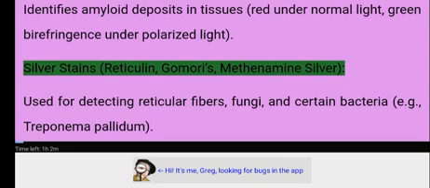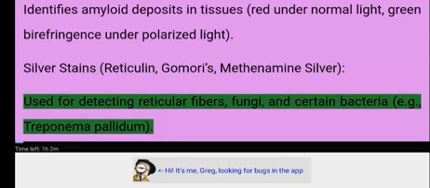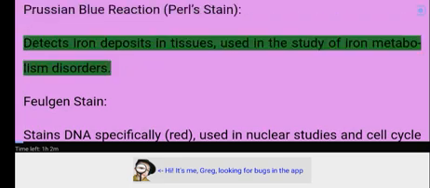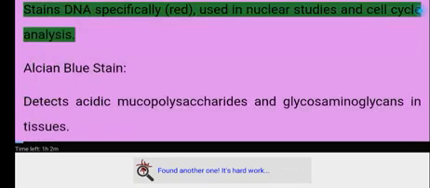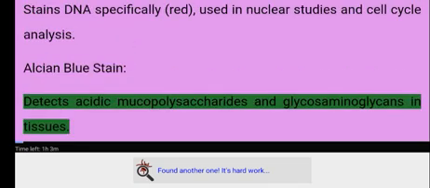Silver stains: reticulin, Gomori's methenamine silver. Used for detecting reticular fibers, fungi, and certain bacteria, e.g., Treponema pallidum. Prussian blue reaction, Perls stain. Detects iron deposits in tissues, used in the study of iron metabolism disorders. Feulgen stain. Stains DNA specifically red, used in nuclear studies and cell cycle analysis. Alcian blue stain. Detects acidic mucopolysaccharides and glycosaminoglycans in tissues.